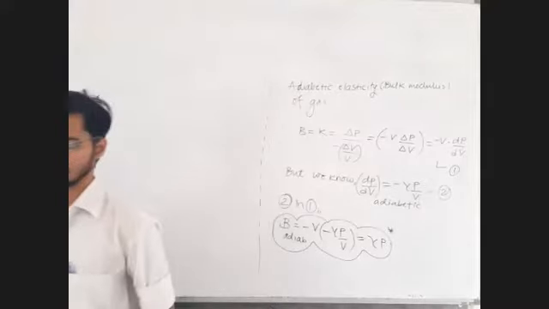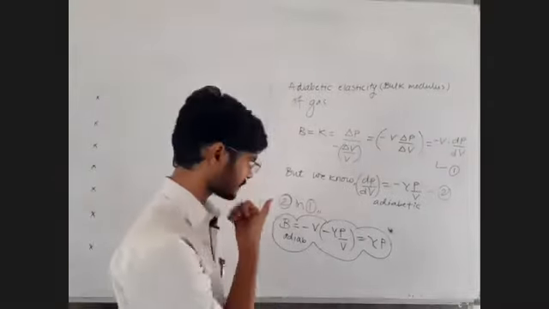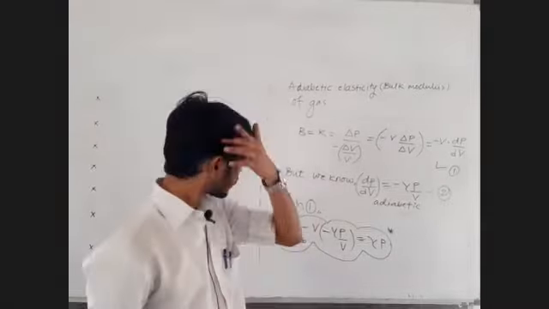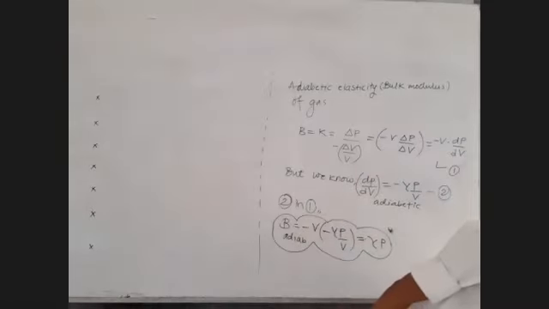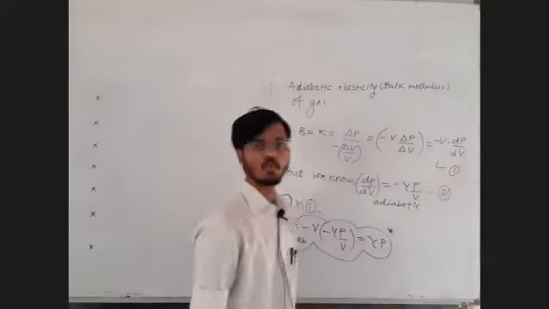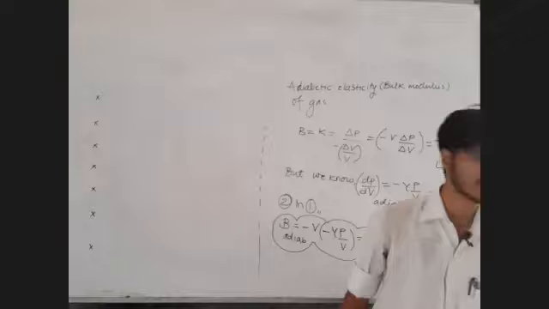Adiabatic elasticity, gamma P. Good. Fine. Clear? Yes, sir. Next. What is next? Now they want us to find out work done in adiabatic process. Okay. Work done in adiabatic process.